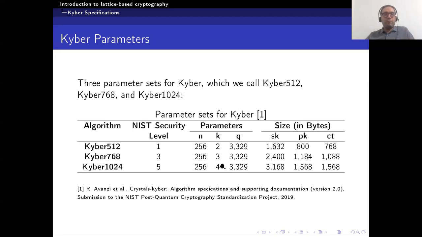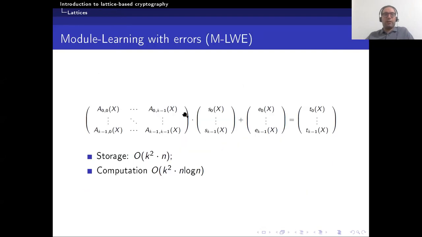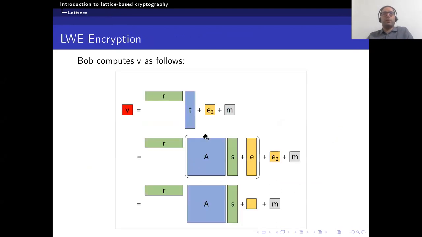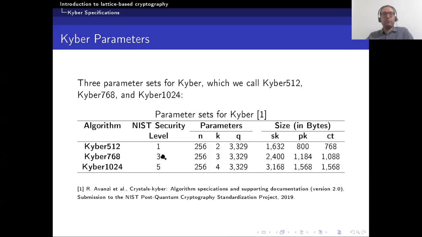You know that by increasing K, you repeat matrix A, you have different variants of matrix A, and you have to perform more computations. Therefore, it can provide more security. So for going to a higher security level, you have to increase the value of K. Also, all coefficients in the Kyber algorithms will be computed over this prime value, which is 3329.